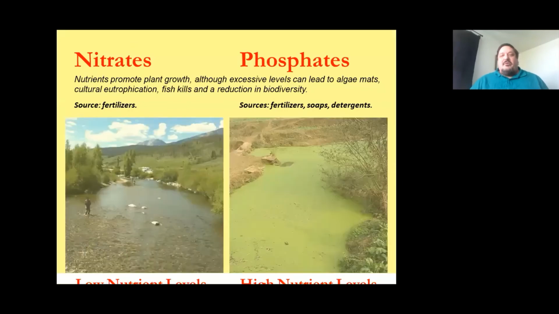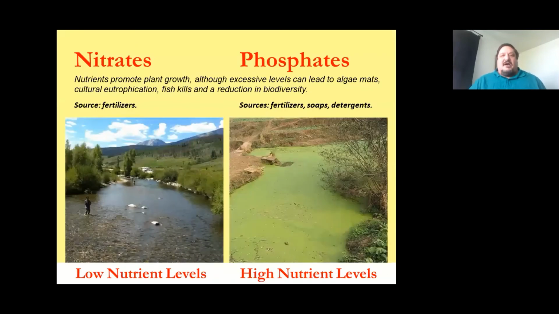The major components of fertilizer are nitrates and phosphates. There are other things, potash and whatnot, but the nitrates and phosphates help plants grow. They are like vitamins and minerals for plants, and they are found in fertilizer. And they help plants grow on land, but when they get into the water, they also help plants grow, sometimes in excess. And so you can see the high nutrient levels on the right there, a lot of duckweed and algae growing from the excess fertilizer.